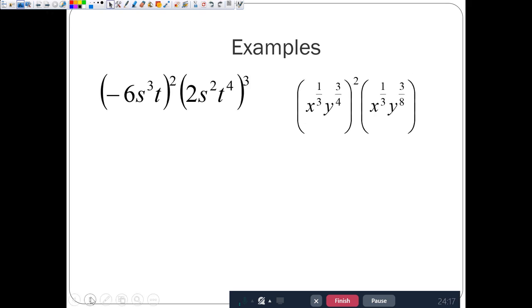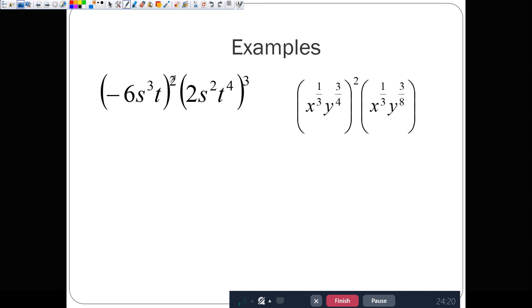Okay, my -6 is going to be raised to the 2, so the -6 is going to be squared. My S to the 3rd is also being raised to the square, so it's going to be 3 times 2, which is 6. And T to the 1st is being squared as well, so that's going to be 1 times 2, which is 2. Okay, times my other one here, so 2 is being raised to the 3rd. S squared is being raised to the 3rd, so 2 times 3 is 6. And T to the 4th is being raised to the 3rd, so 4 times 3 is 12.